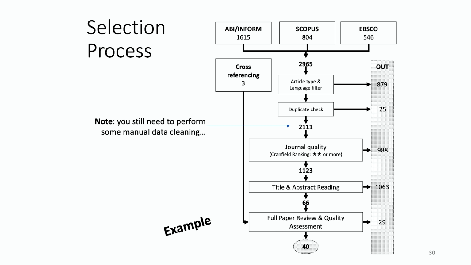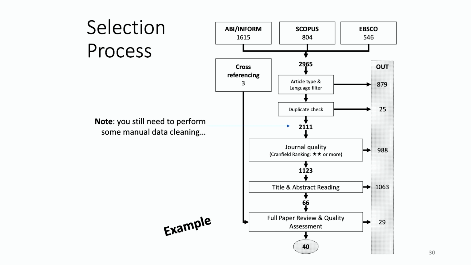Then I applied the journal quality criteria. In this case, I used the Cranfield ranking, and I looked at 2 stars or more. Cranfield is Cranfield University in England. So then I got rid of nearly 1,000, and I ended up with another 1,000. And then is when I started reading the title and the abstract for relevance. At that stage, I was able to retain 66.